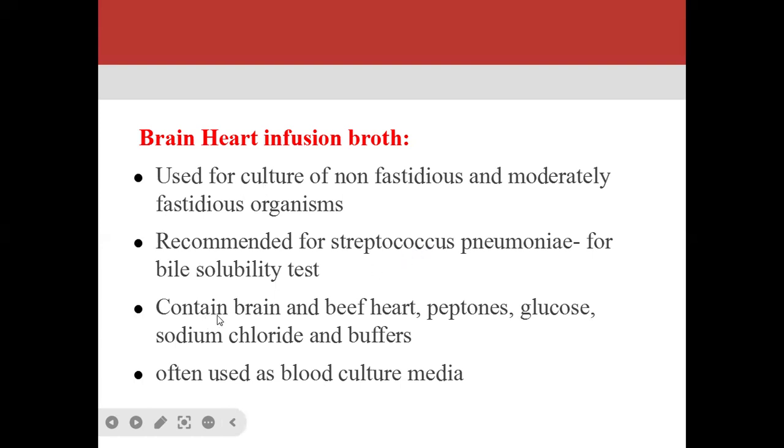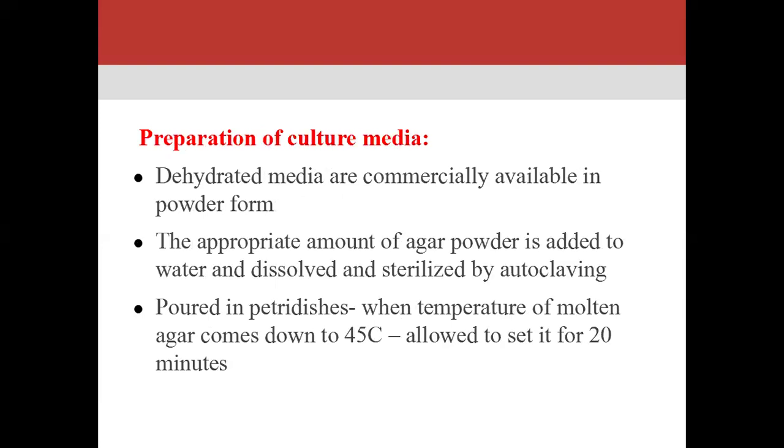And BHI consists of brain and beef heart, peptone, glucose, sodium chloride, and buffers. And it is even used as blood culture media. It is also used for inocula for antibiotic sensitivity test. It is also helpful to prepare the inoculum for antibiotic sensitivity test.